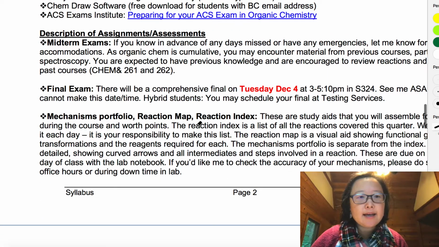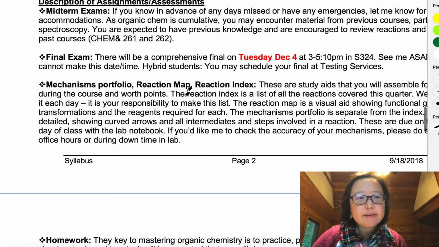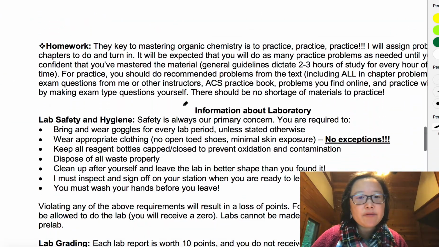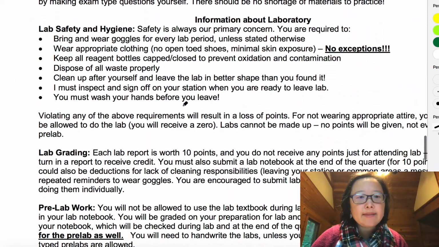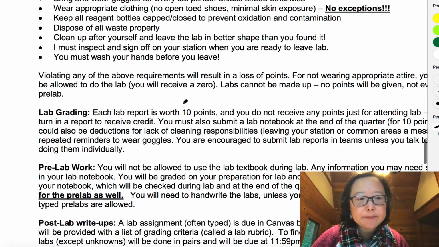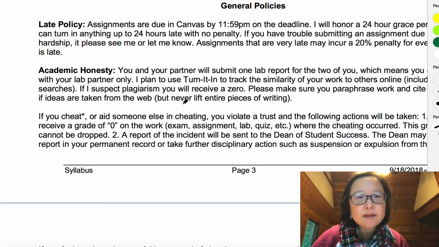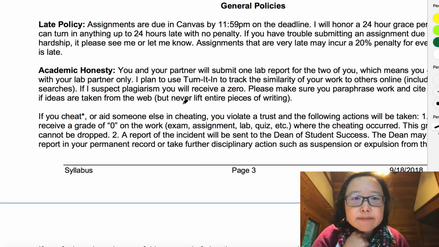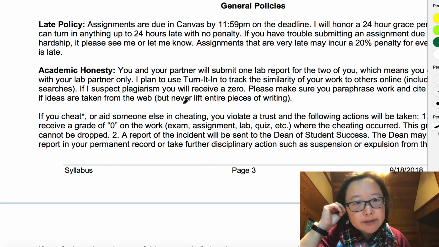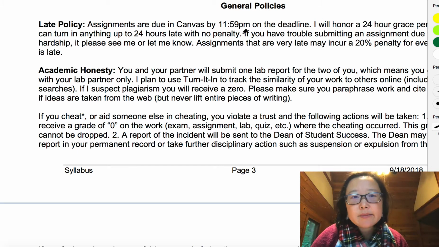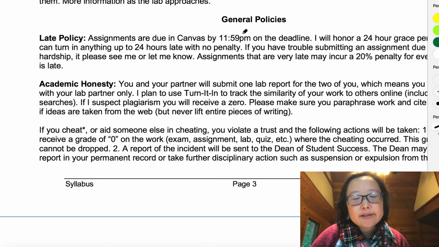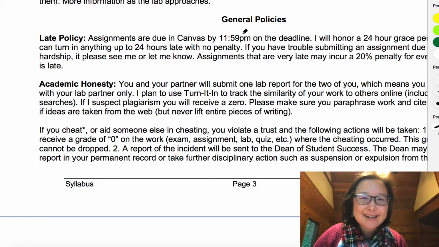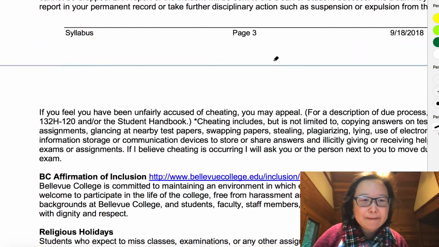All right, our final exam time, some more information, and then lab safety, which we'll go over during lab. In general, if I have assignments due, I like to have a 24-hour grace period, so you can turn things in within 24 hours of when they're technically due, and it's not a big problem for me.